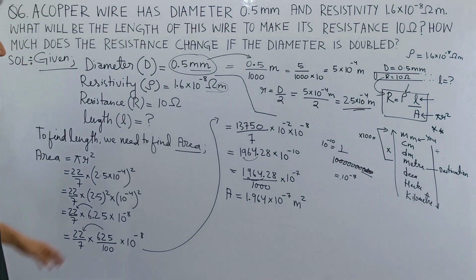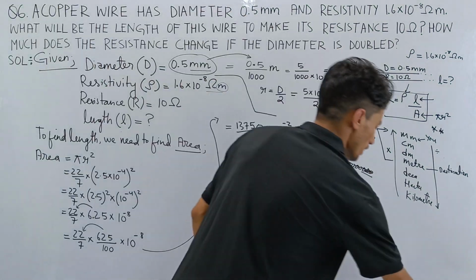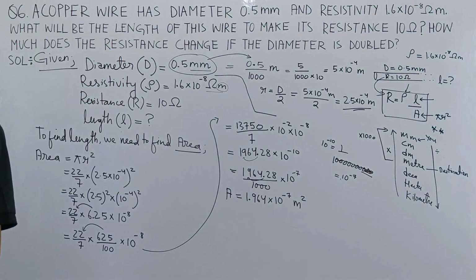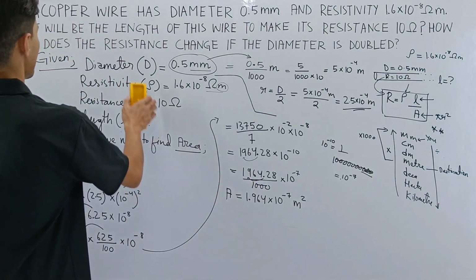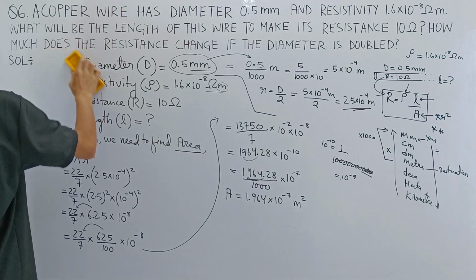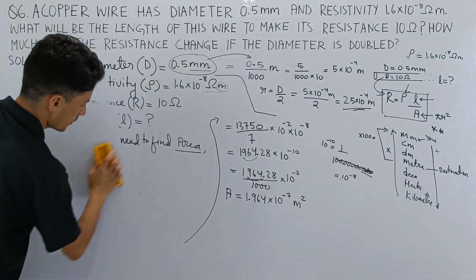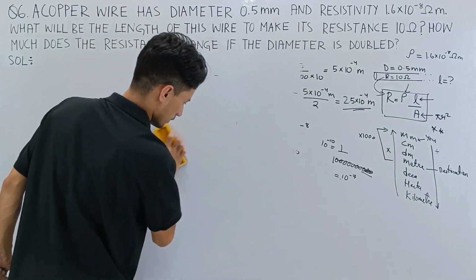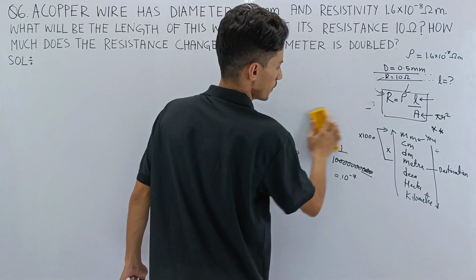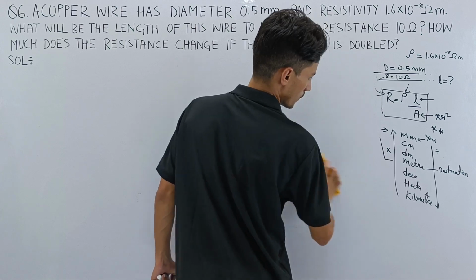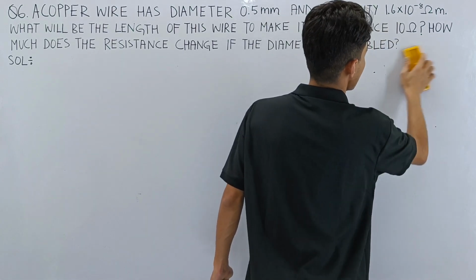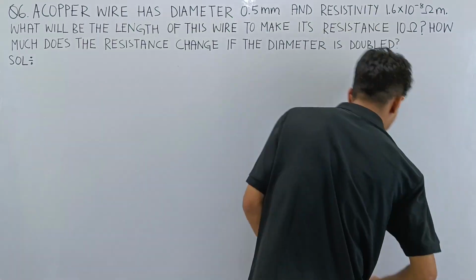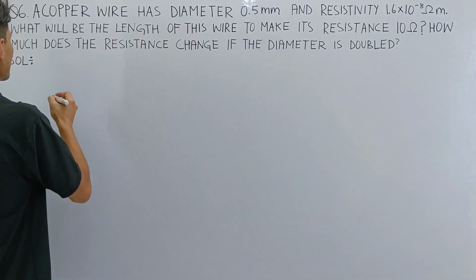Okay, so let's erase this and then let us do it on a new page. So remember, area has been found. It's 1.964 into 10 to the power minus 7 meter square. So let's erase all of this. Now we're ready to find L.